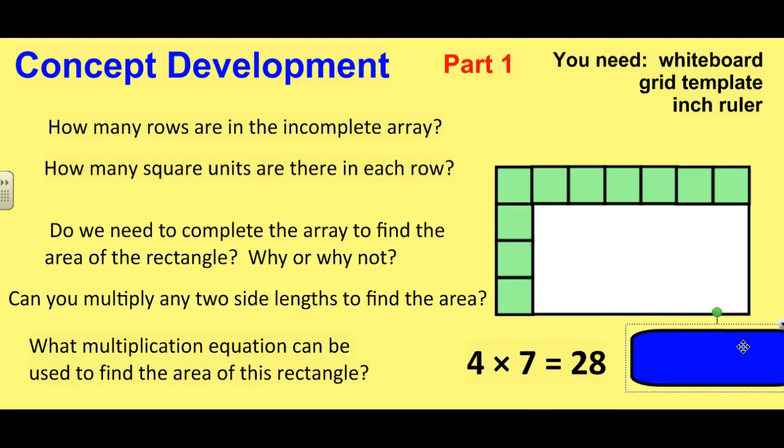The equation that I'm looking for is 4 times 7 equals 28. So if we were to finish filling in this rectangle right here, there would be 28 unit squares, and the area of this rectangle is 28.